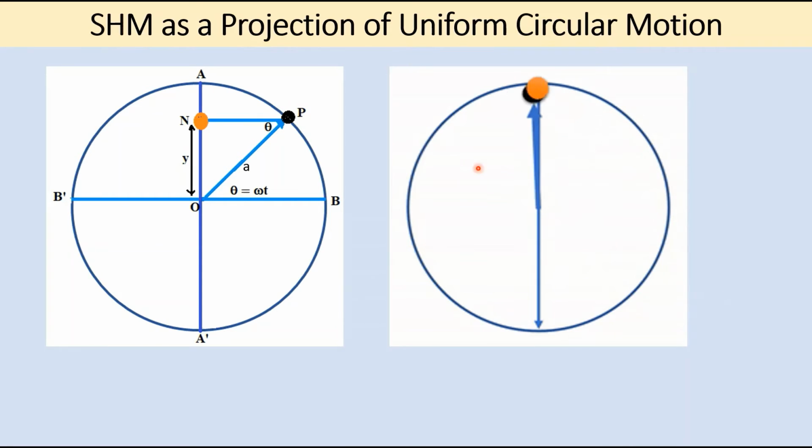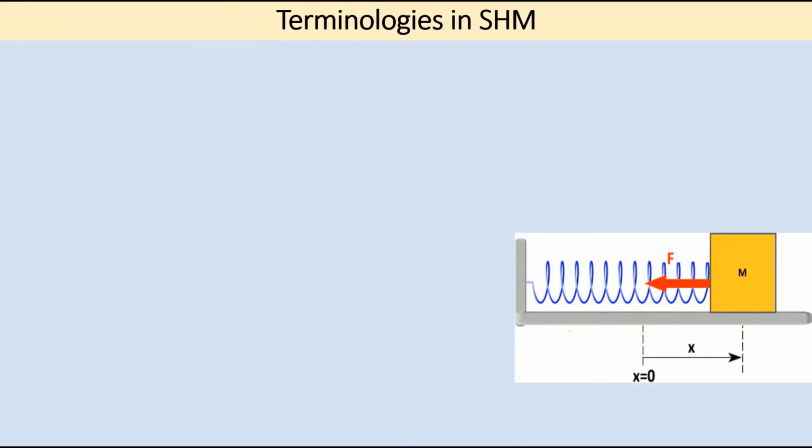So here the particle is moving along the circumference of the circle. The perpendicular drawn from the particle to the diameter is moving along the straight line, that is along the diameter. So this is nothing but the simple harmonic motion. Now let us discuss some terminologies in simple harmonic motion.